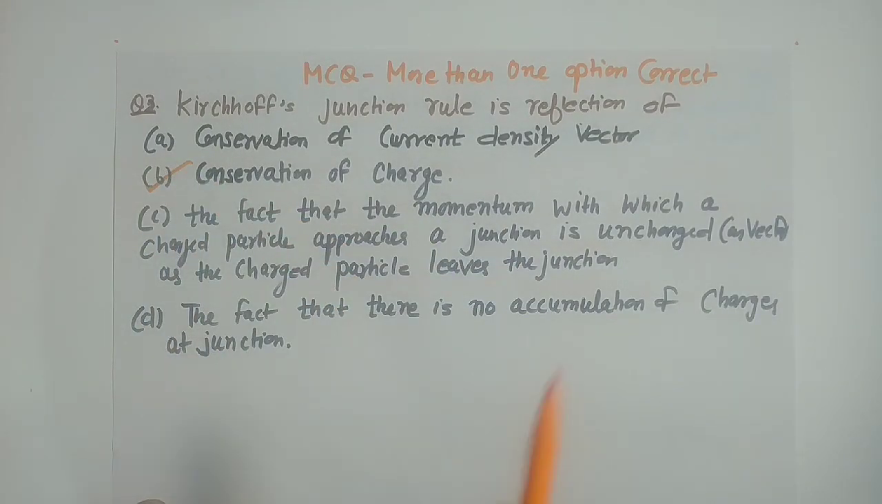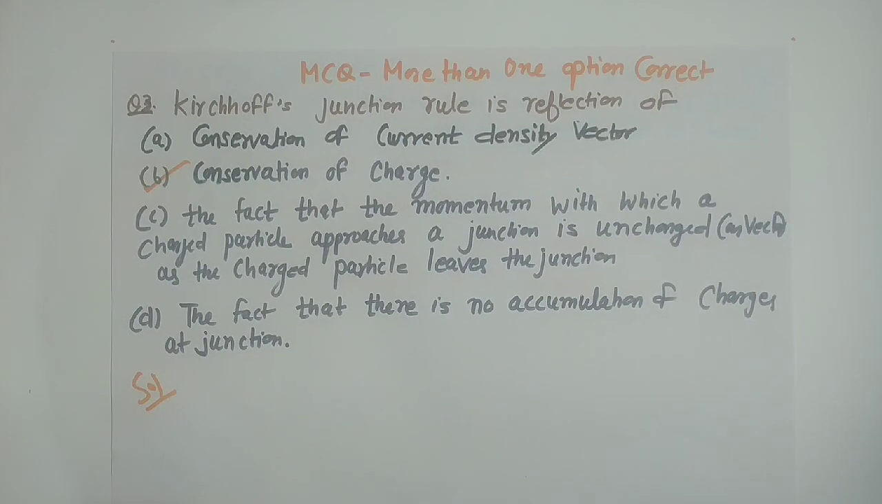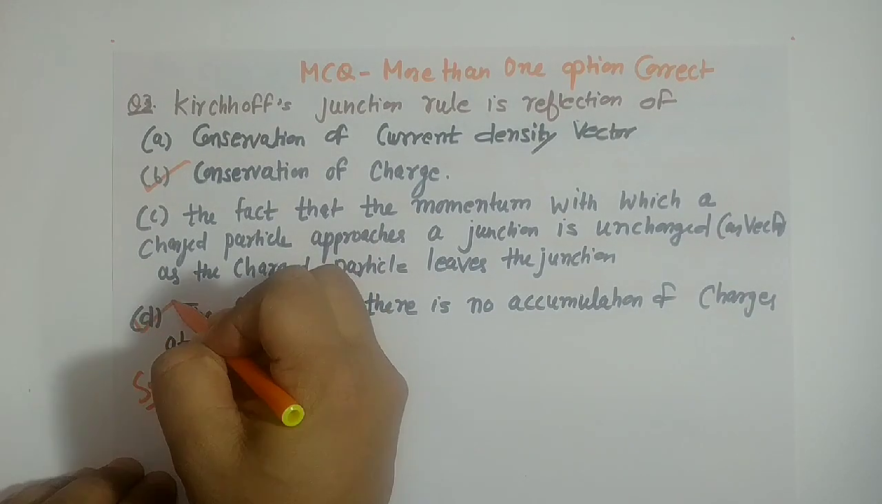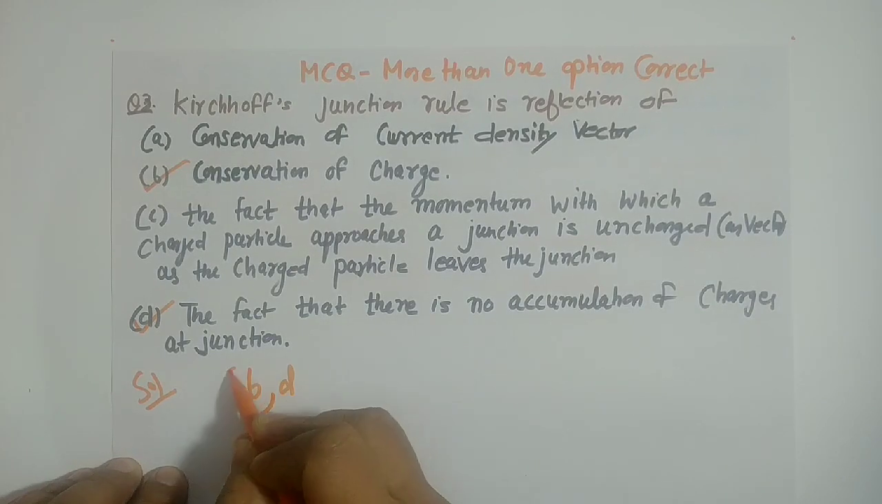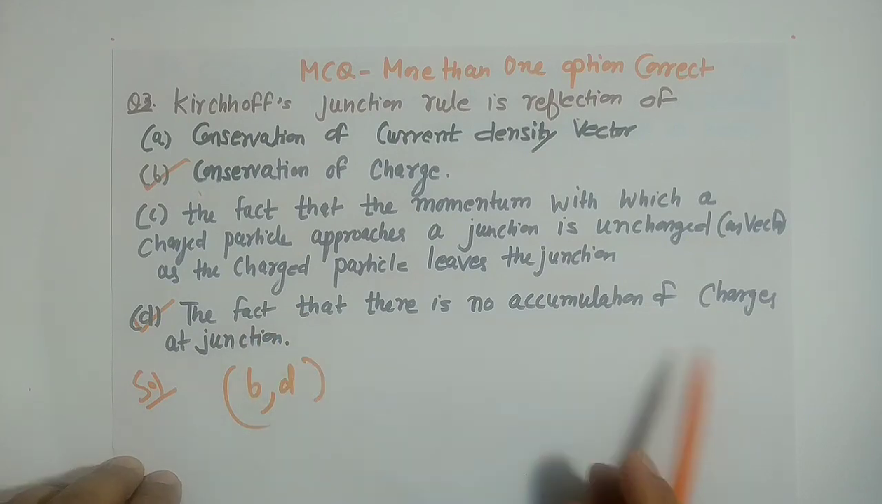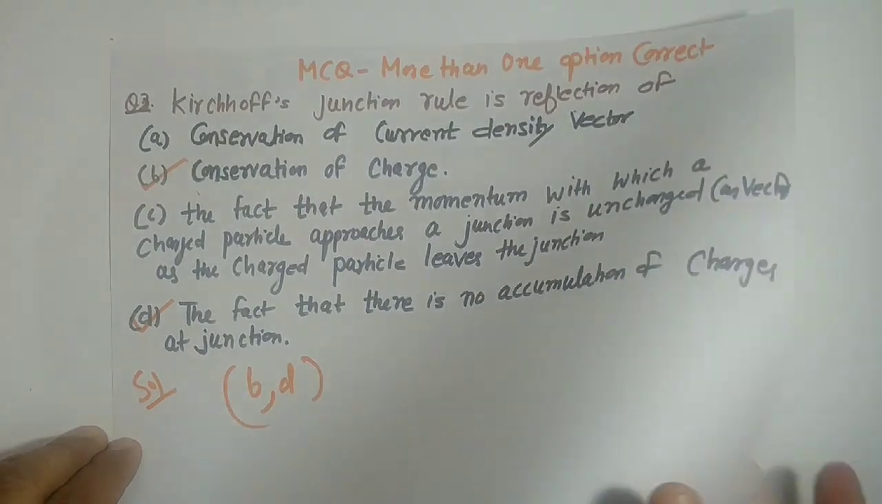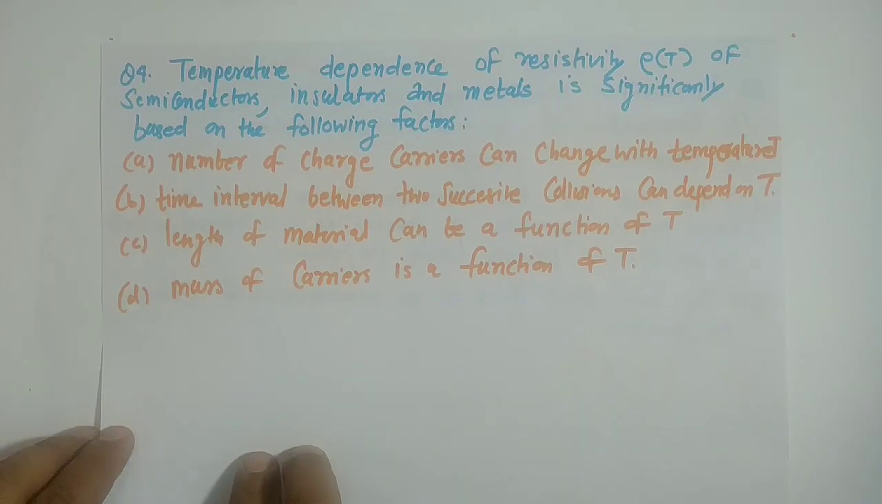And there is a very important thing, that accumulation of charge will not take place at the junction. So certainly for question number 3, the options are B and D. One is the conservation of charge and another is the fact that there is no accumulation of charges at the junction. This is what Kirchhoff's junction rule reflects. It says that charge remains conserved. So it is more than one option. Now come to question number 4.